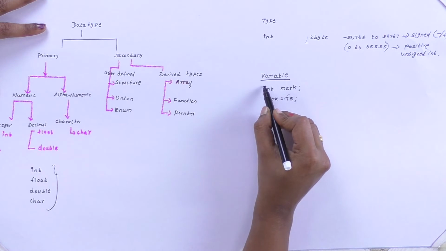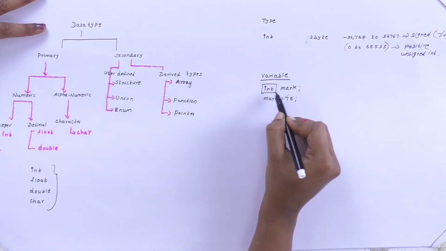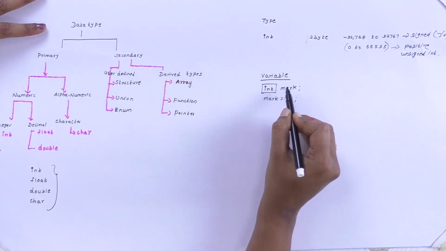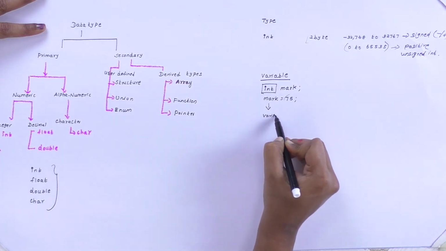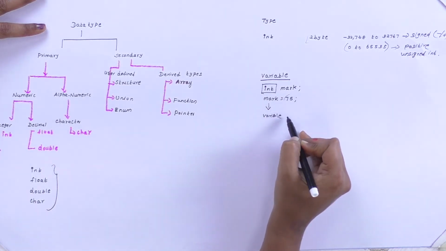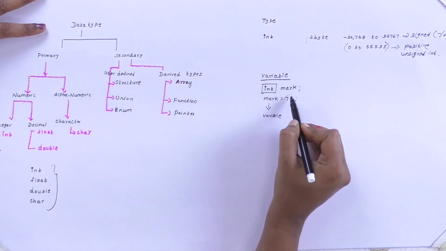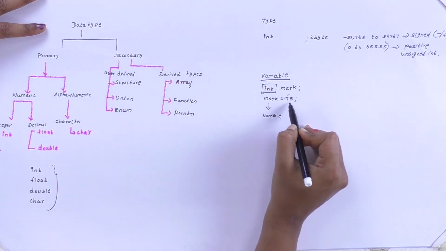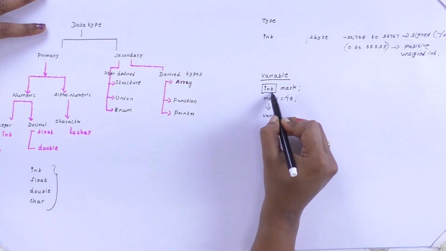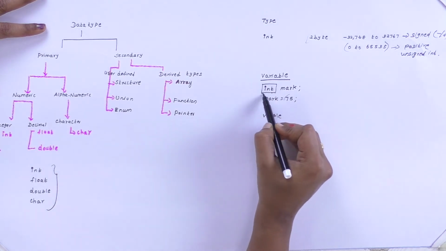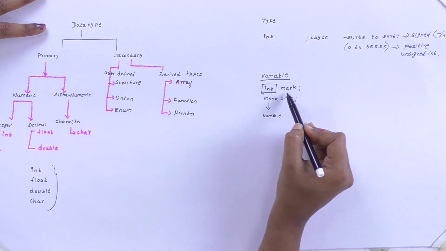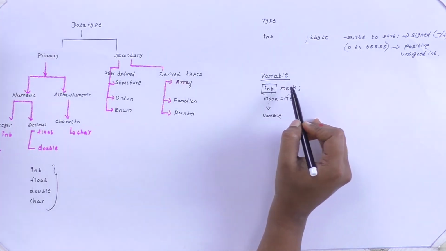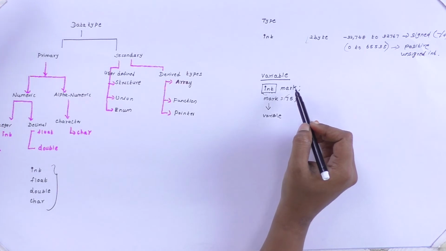Here int represents the data type of your variable. Mark is a variable which holds the value 75. You are saying the mark variable holds only an integer value, so you declare int mark. The compiler knows that mark is a variable which holds only an integer value.